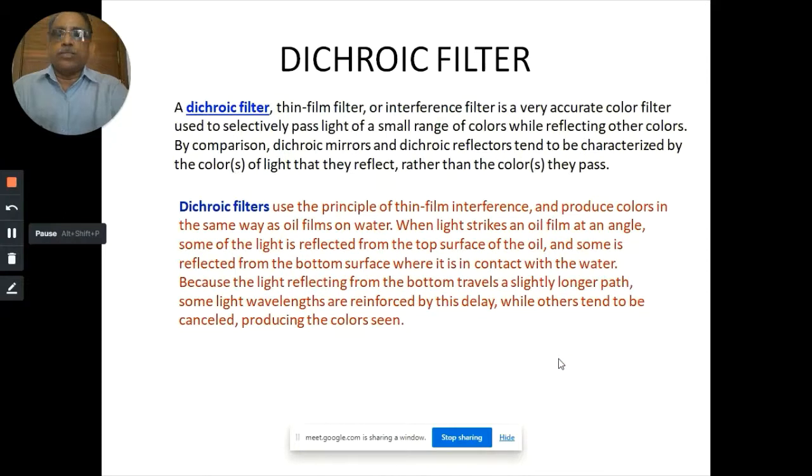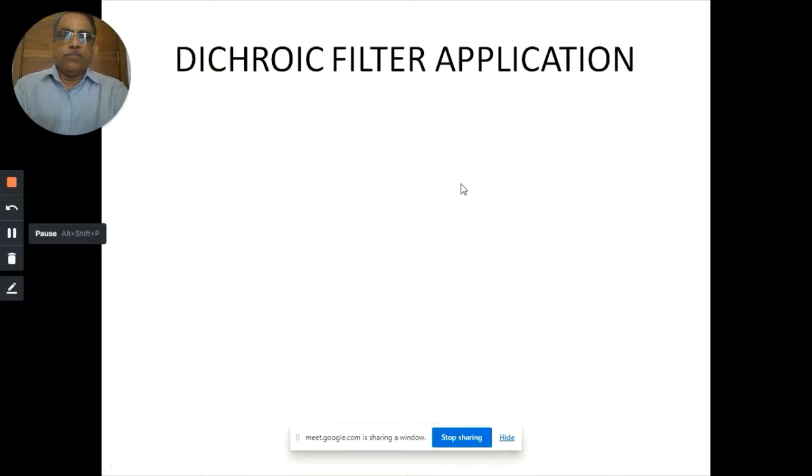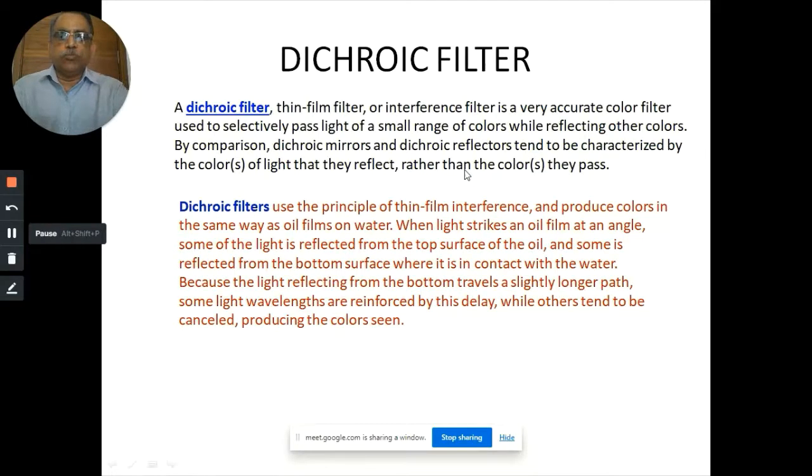So what is basically dichroic? It's a thin film filter, or an interference filter, and you can very selectively and accurately separate the wavelengths of light from the light sources that you are using. It works on the thin film interference principle. It is something like a small amount of oil on the surface of water. You will see the colors coming up. The color you see is what is being reflected, and the rest is being transmitted. That is the logic behind this.